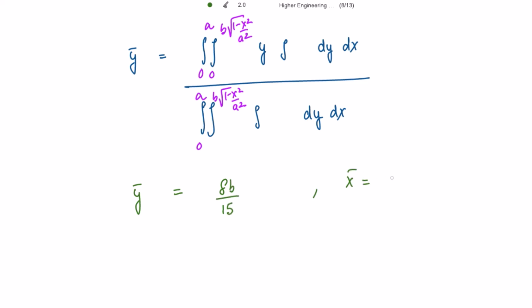X bar is 8a divided by 15. Y bar is 8b divided by 15. So from here the center of gravity is 8a divided by 15, 8b divided by 15.